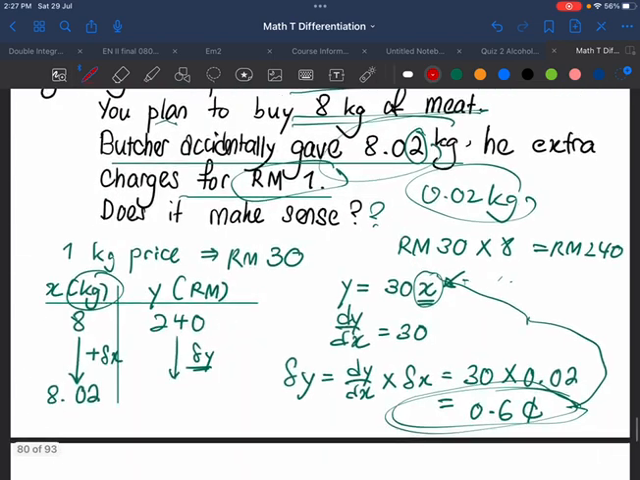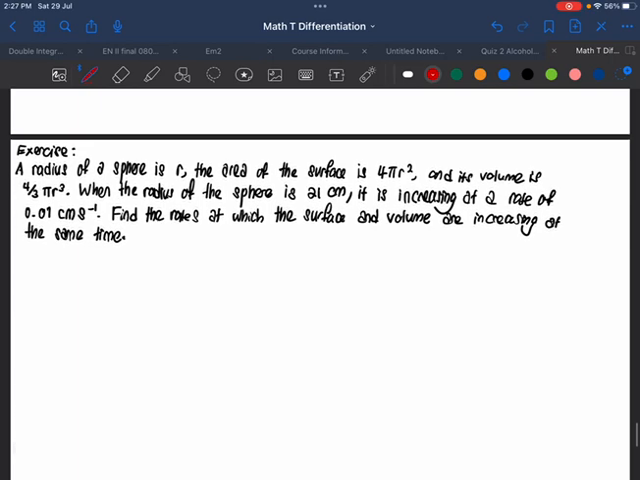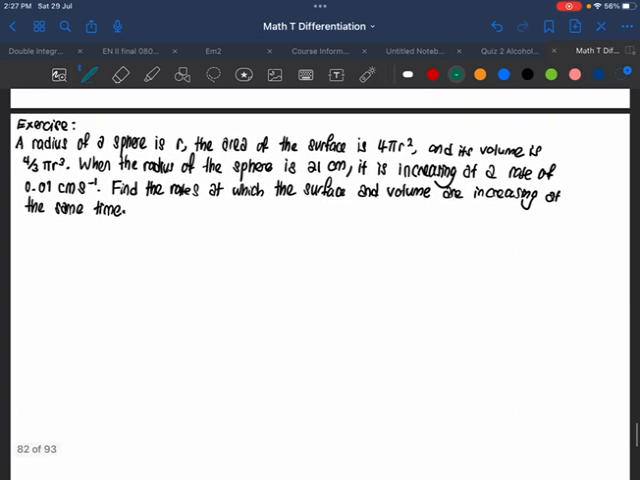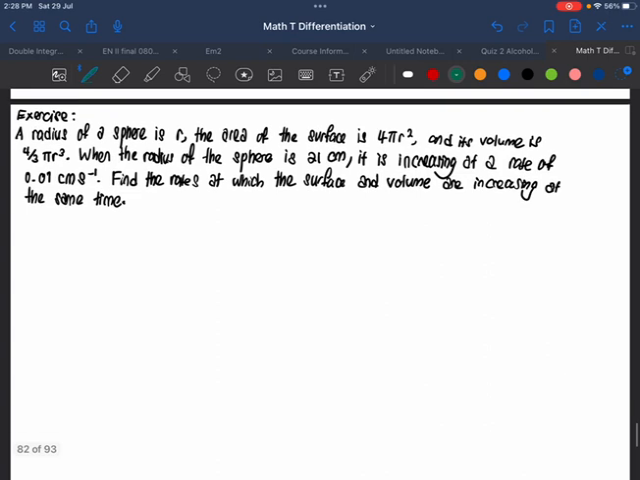So, okay, let's see some questions. In this exercise here, this exercise is about the rate of change. Now, the radius of a sphere is r. The surface area of the sphere is 4 pi r squared. Here it is very kind, it gives you the formula. The volume is 4 over 3 pi r cubed. However, you need to memorize this formula because sometimes they are not given.